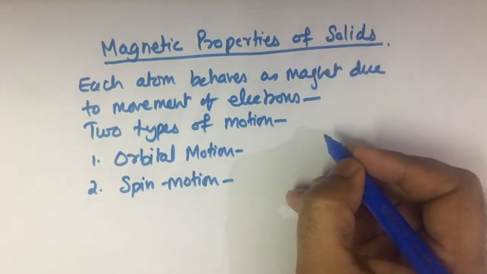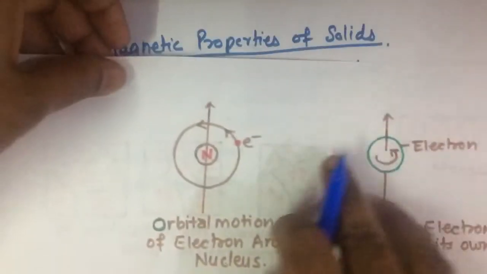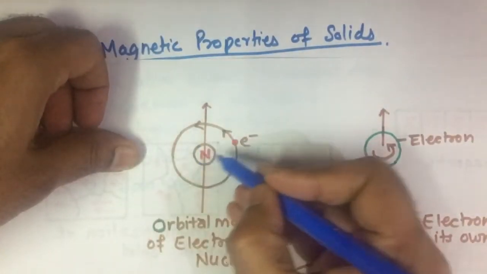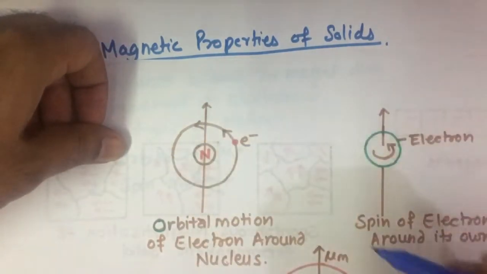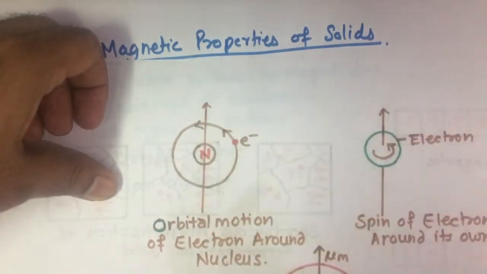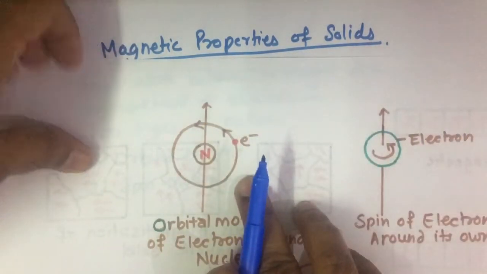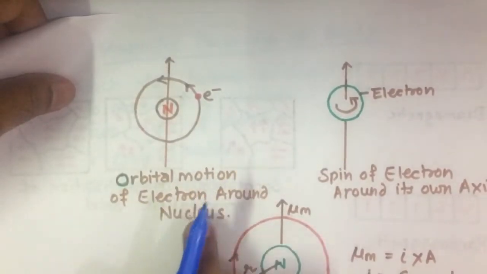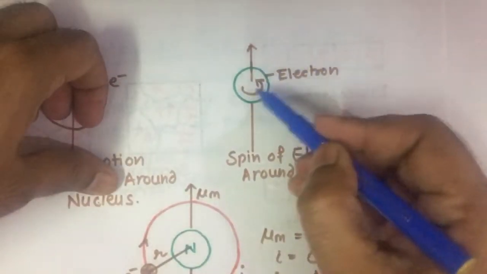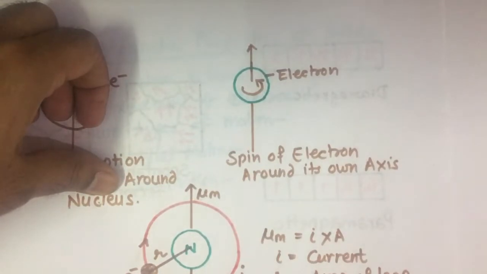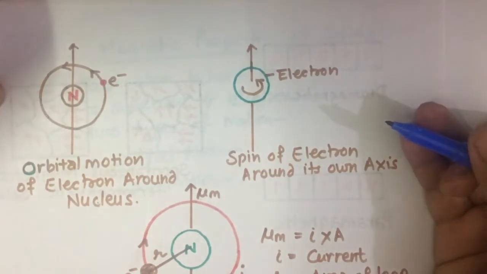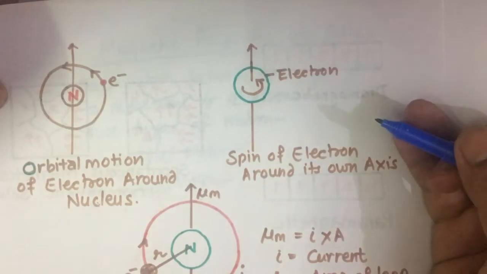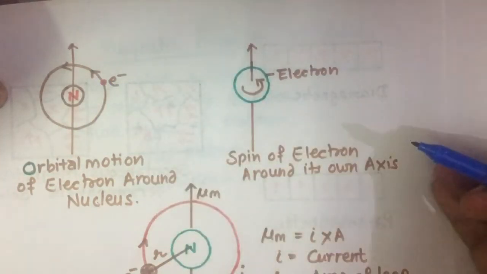around its axis. Suppose this is the nucleus of an atom and an electron is revolving around the nucleus. When the electron is moving, it is associated with its magnetic field. So that is the orbital motion of the electron around the nucleus. Next, the electron is spinning around its own axis. These two motions of electrons generate a magnetic field. Now each orbit of the electron is supposed to be a loop. We are talking about the orbital motion.